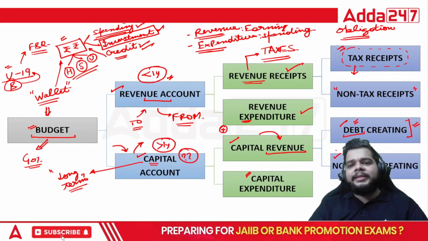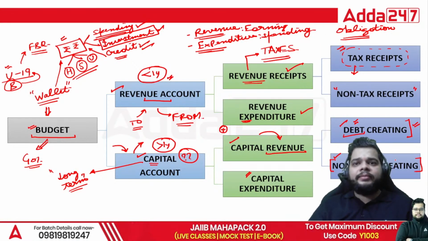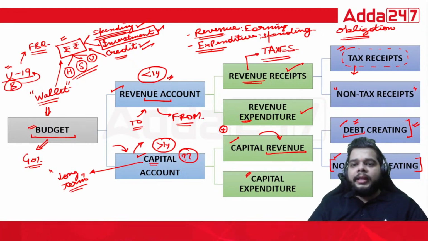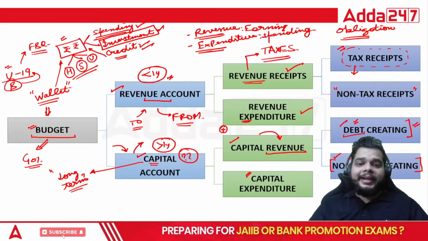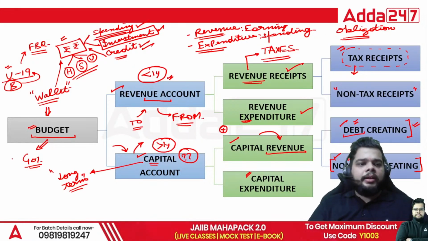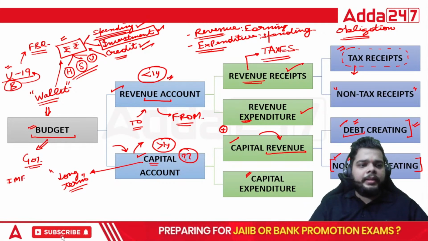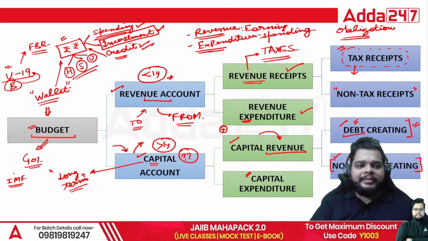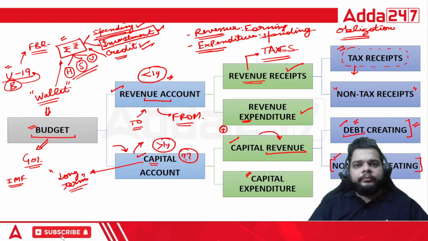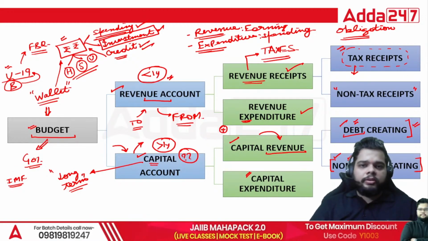And those against which we need not pay any kind of debt, any kind of interest, any kind of obligation, they are known as non-debt creating. For example, when we talk about debt creating, you will have IMF. There is IMF, fine. So IMF is there to help the member countries, and India is also one of the members of the International Monetary Fund. So during the COVID era, the Government of India focused on funding from external sources, and IMF was also one of the sources.